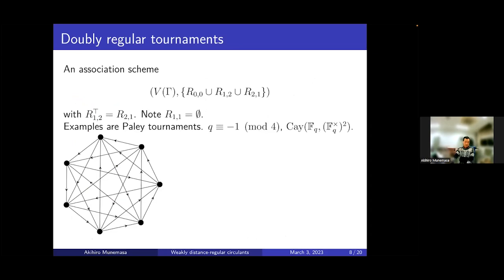Another example is doubly regular tournaments. These are also examples of Paley tournaments. We have seen the Paley graph on the first day of the conference, but the Paley tournaments are directed graphs, not the undirected Paley graph. The difference is that we need to take a prime power q which is congruent to -1 modulo 4, not 1 modulo 4, so that the set of squares does not contain -1. So here's an example on 7 vertices. It's very well known that such a tournament is an association scheme of rank 3, non-symmetric.